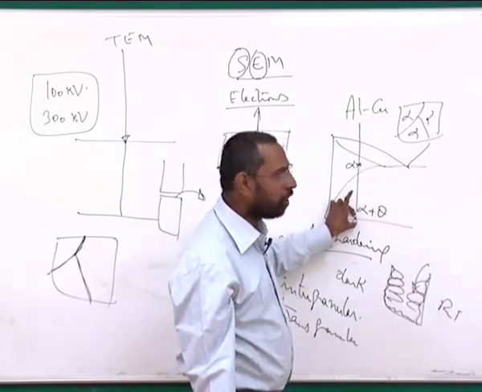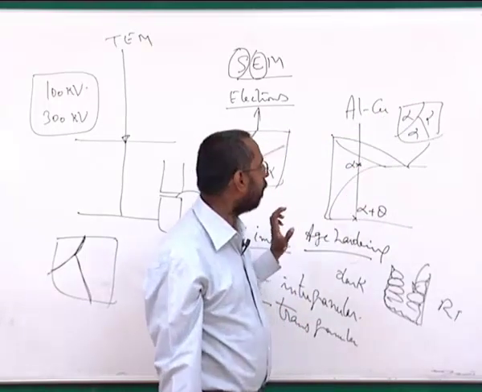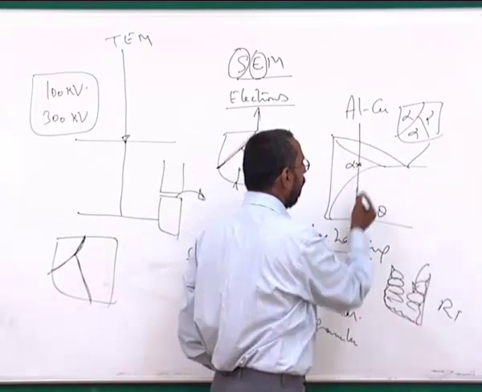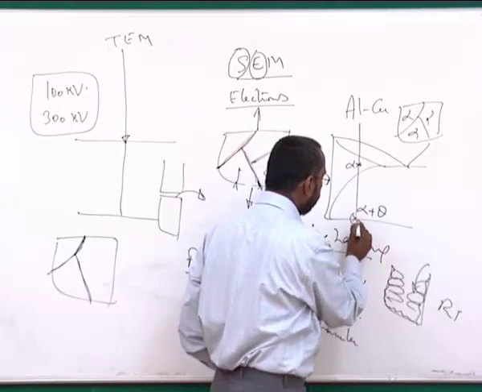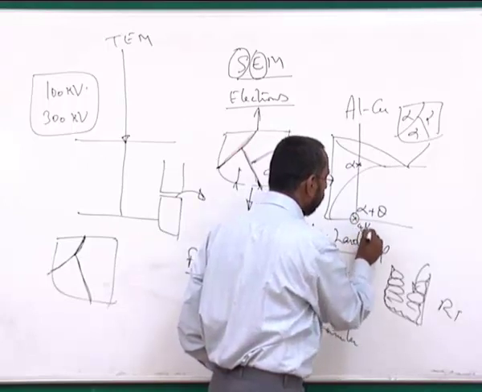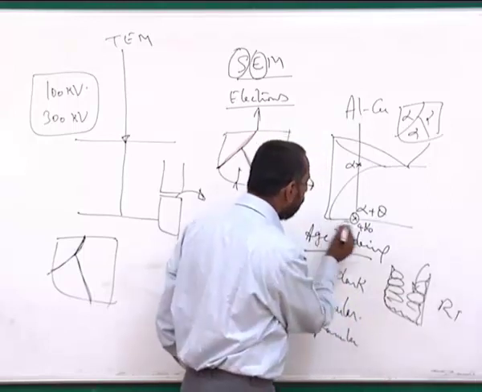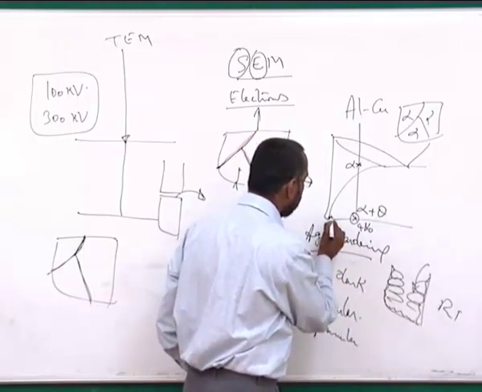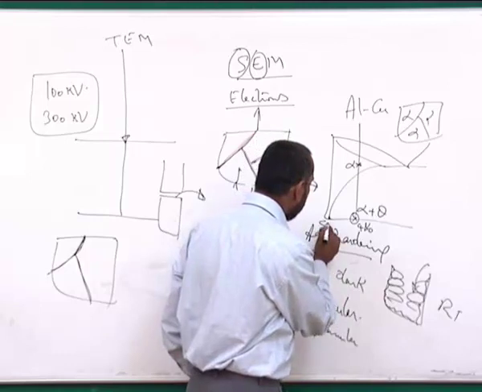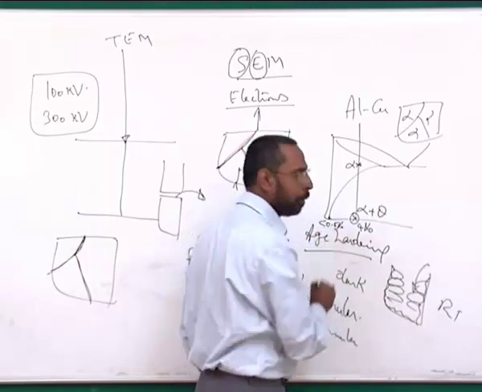temperature. But now this alpha is a supersaturated alpha, because at this temperature the alpha is not supposed to contain this much copper. Let us say this is 4% copper. You are not supposed to have this much copper, because the solubility of copper in aluminum at this temperature is only this much, which is usually less than about 0.5% at room temperature.